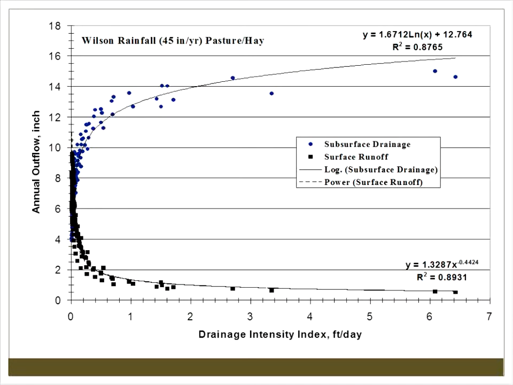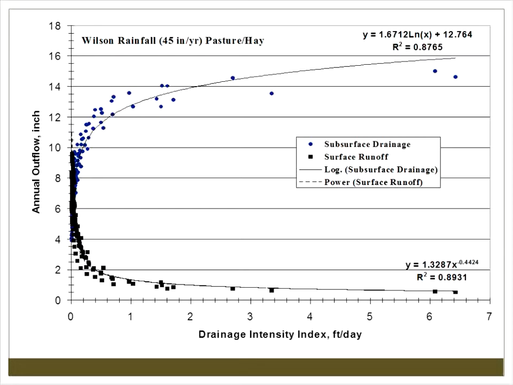The gentleman in bio and ag engineering developed a series of these curves. They're called French curves. They were based on rainfall in different counties and different cropping systems. This one happens to be from Wilson County, where the rainfall on average is 45 inches per year on a pastured hay situation. The annual outflow in inches, and then the drainage intensity in feet per day.